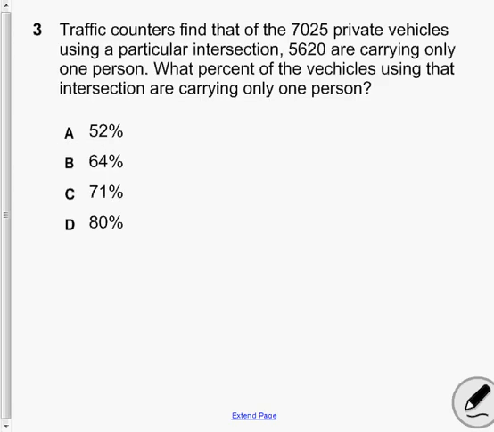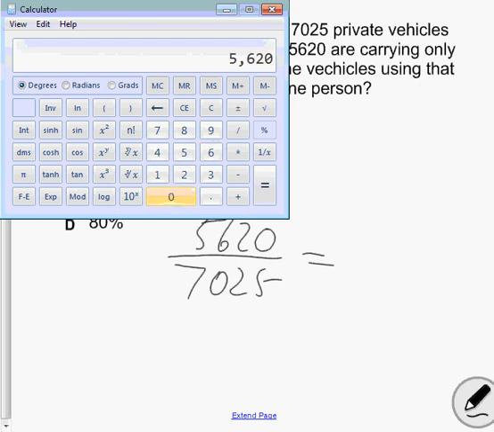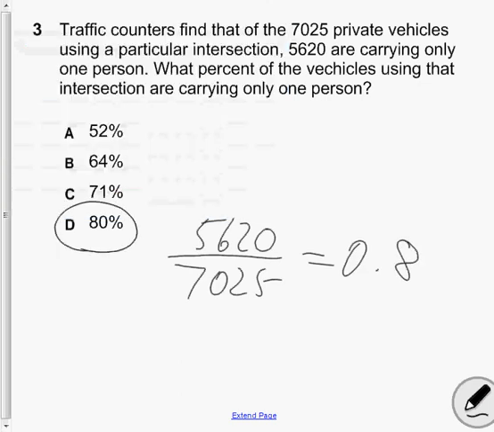Third question says, traffic counters find that of the 7,025 private vehicles using a particular intersection, 5,620 are carrying only one person. What percent of the vehicles using that intersection are carrying one person? So really, we're just asking you, do you understand what a fraction is or what a part-to-whole ratio is? Of the 7,025 private vehicles, 5,620 of them are one-person vehicles. So that's a part-to-whole ratio. Take your calculator: 5620 divided by 7025 as a decimal is 0.8, and therefore as a percentage, 80% of them are carrying one person only.